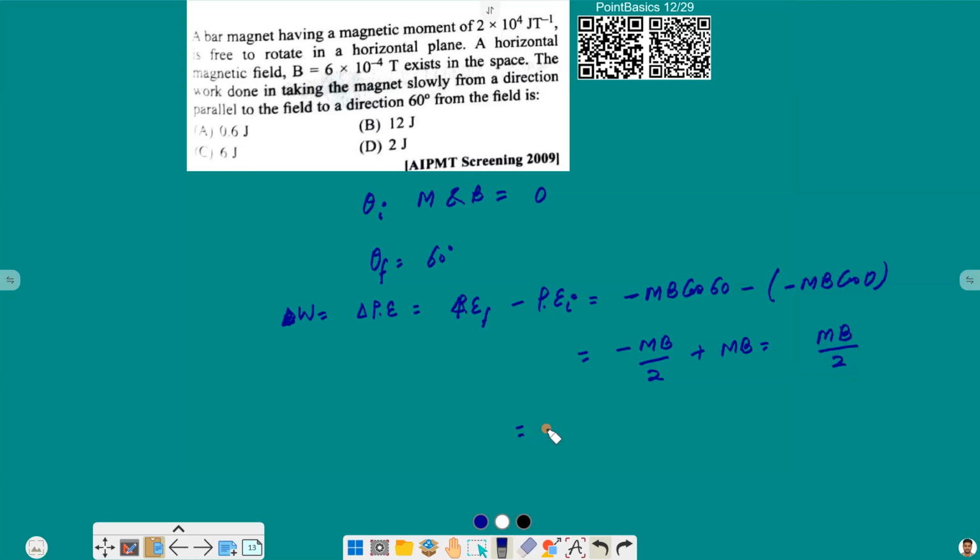So substituting the values, value of M is 2 into 10 raised to power 4, and B is 6 into 10 raised to power minus 4, divided by 2. We will get 6 joules. That is option C. Let's move to next one.